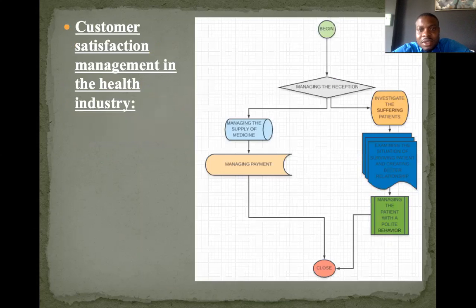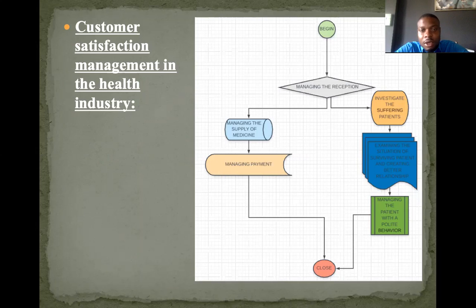The second one deals with customer satisfaction management in the health industry. This deals more with managing reception and managing the patients. The way I created the use case, the first step is managing the reception. And afterwards, we investigate the suffering patient, which means the patient that is suffering, we investigate and look out and see.